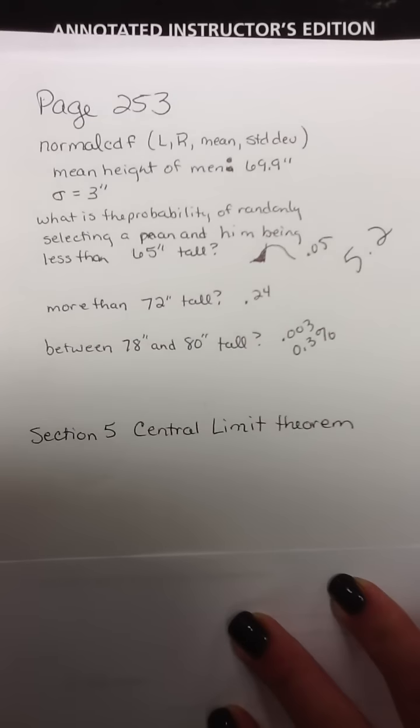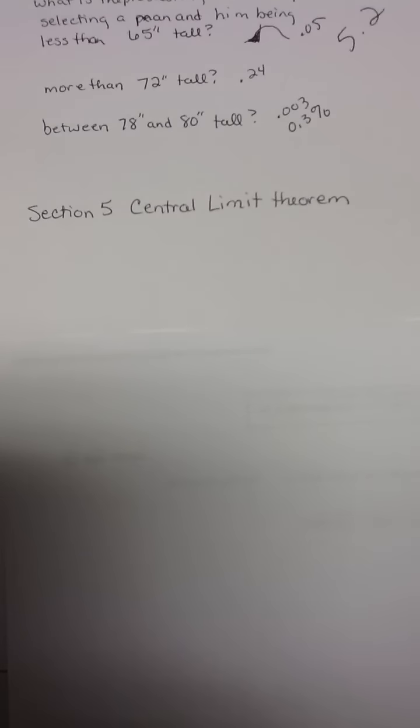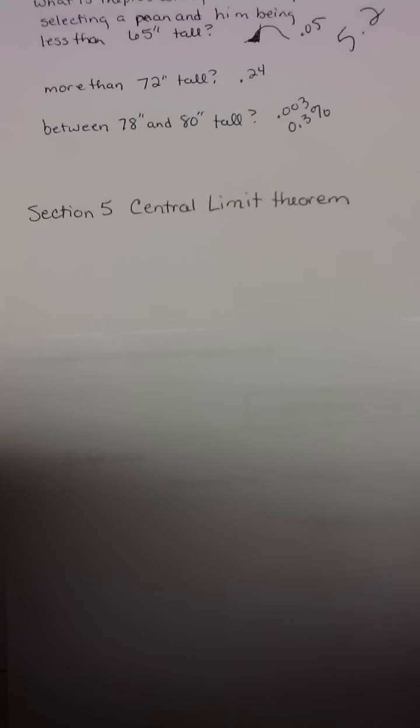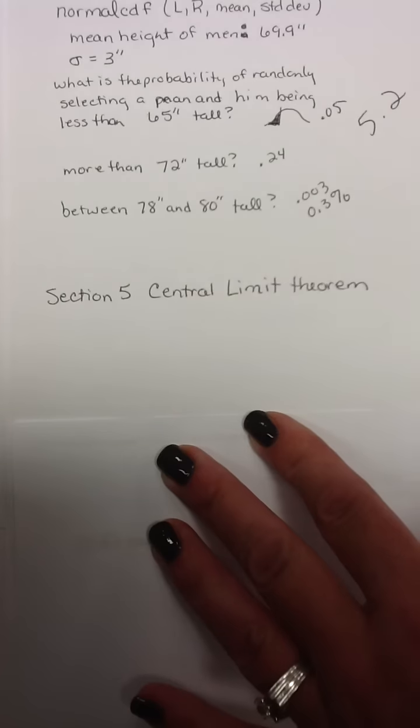The Central Limit Theorem doesn't deal with choosing one person. It deals with choosing a group and having the group's mean be, let's say, less than 65 inches tall.